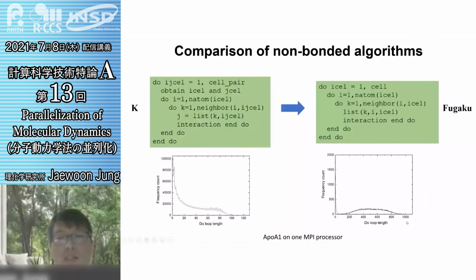Here, this one is the distribution of the loop lengths in this scheme. In the original scheme, the maximum loop length is just 100, and most have a loop length of around 20 to 40. But in the new algorithm, we increase the innermost loop length up to 1000, and the most common is around 500. So in this way, we can reduce the operation waiting time greatly.